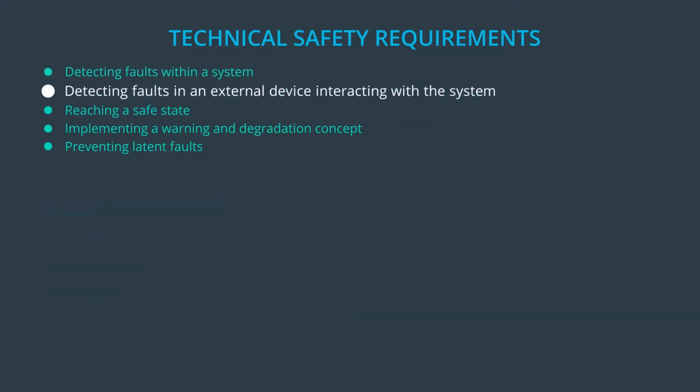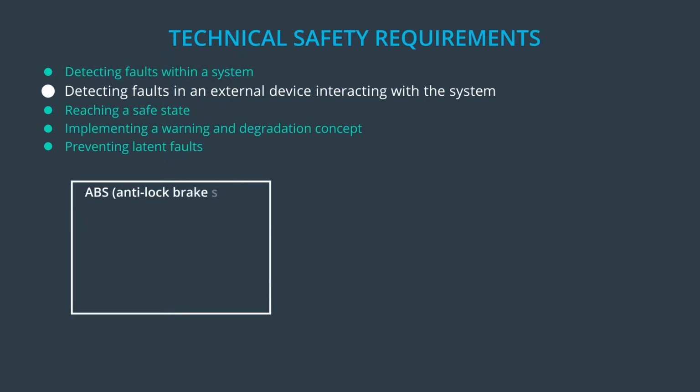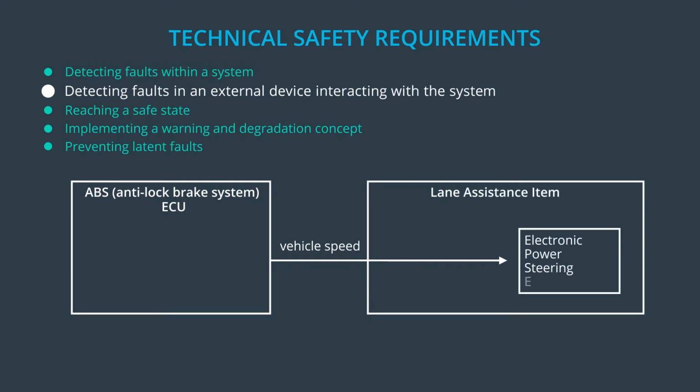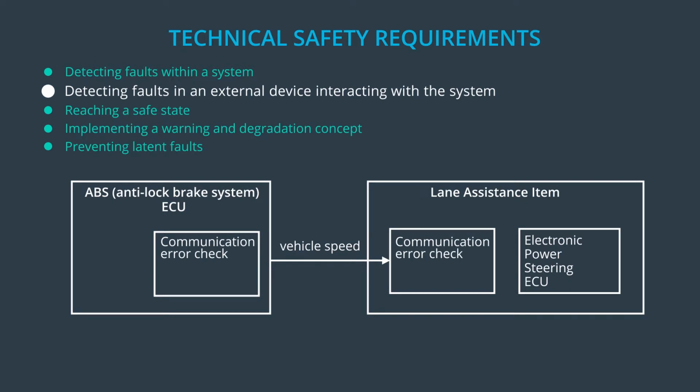Now let's look at a fault that is external to the lane assistance item. Let's say hypothetically, an external anti-lock brake ECU was transmitting speed information to the lane keeping assistance item. An error in the communication line between the brake ECU and the power steering ECU could cause a failure. Code needs to be added that checks for communication errors as the information gets transmitted between ECUs.